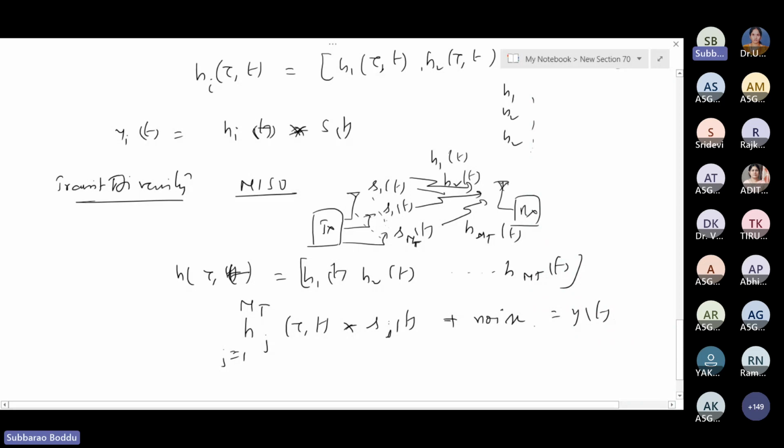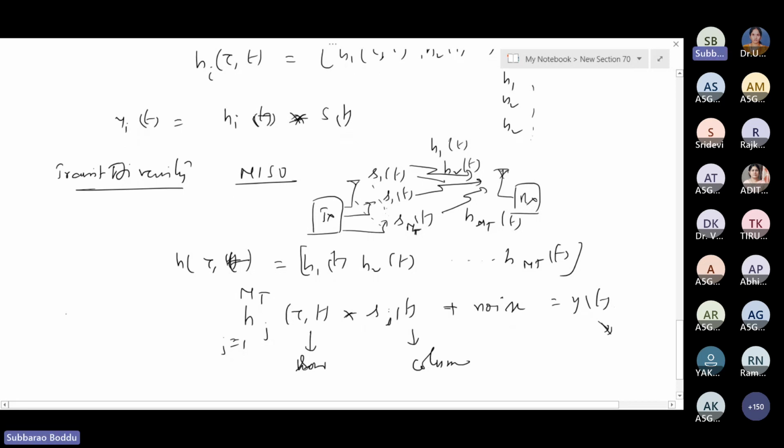Here we have only one y, whereas in the SIMO system, the previous one, we have many y's, because that is receive diversity. In transmit diversity, we have only one y of t. This is a single scalar. We have only one y, and this is a row vector and this is a column vector. Your channel matrix is the row vector. S of t you can write as S1, S2, and so on, SMT of t transpose, because it is a column vector.